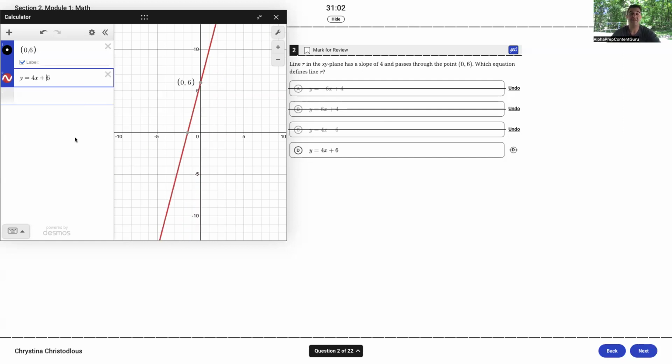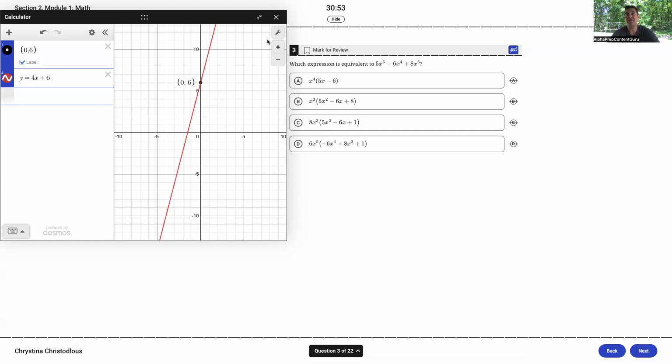Cool. Easy enough. Now, you could have said y equals mx plus b, and m is 4, and b is 6, but, you know, I'm just doing this. Hopefully that made total sense to you.